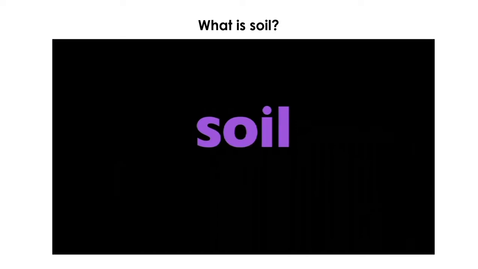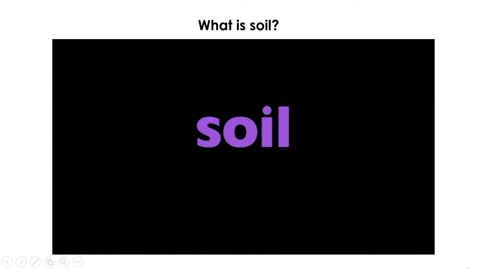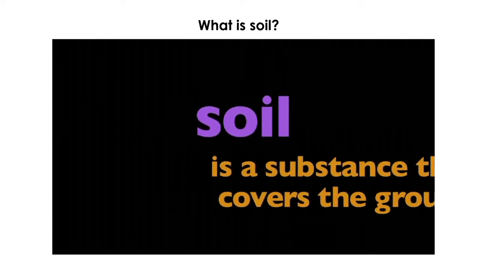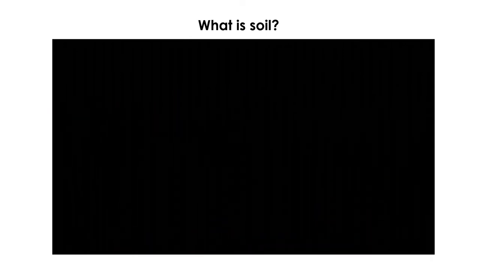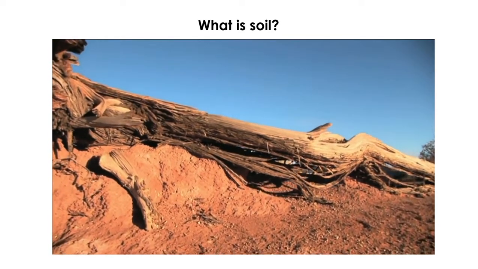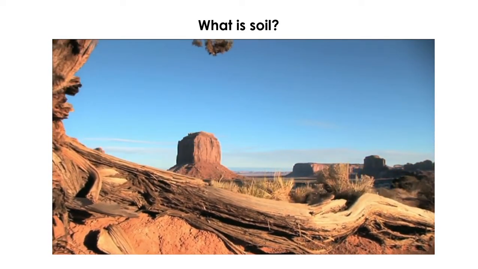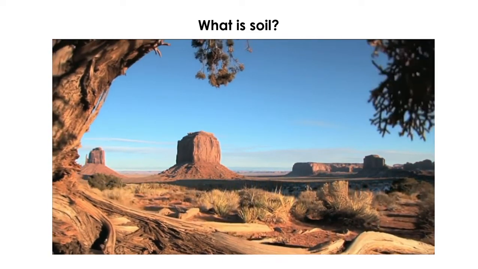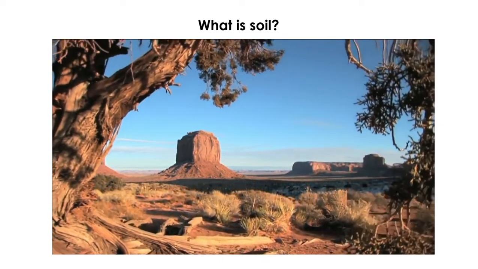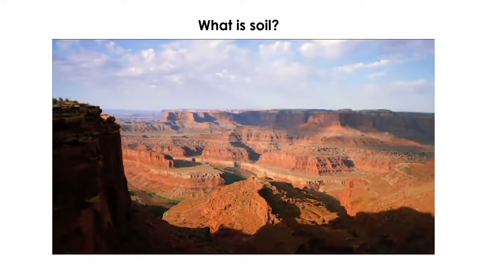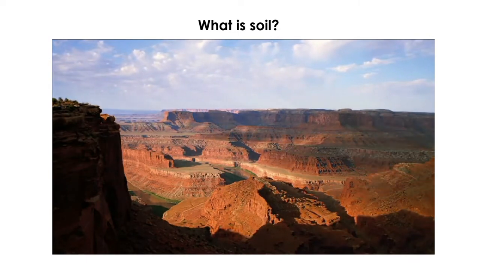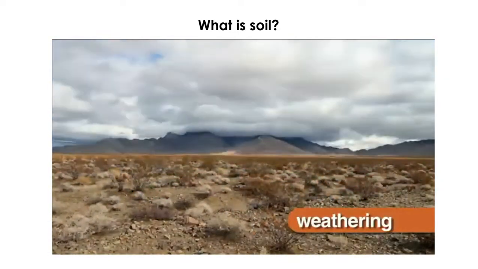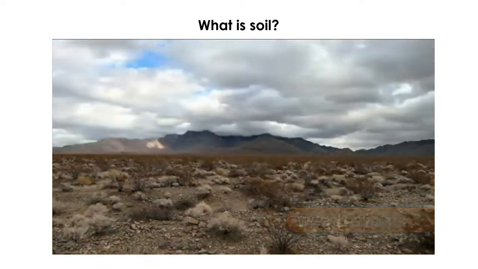In this program, we're going to learn about soil. What is soil? Soil is a substance that covers the ground. Soil covers much of the land on Earth and is made up of a mixture of different things. One part of soil is made up from broken down rock. Soil is formed from the weathering of rocks and minerals. Weathering is when wind, rain, frost, and sunlight break rocks down into smaller particles.